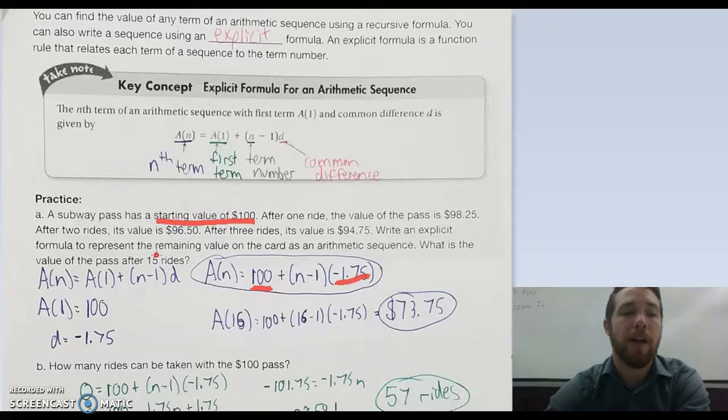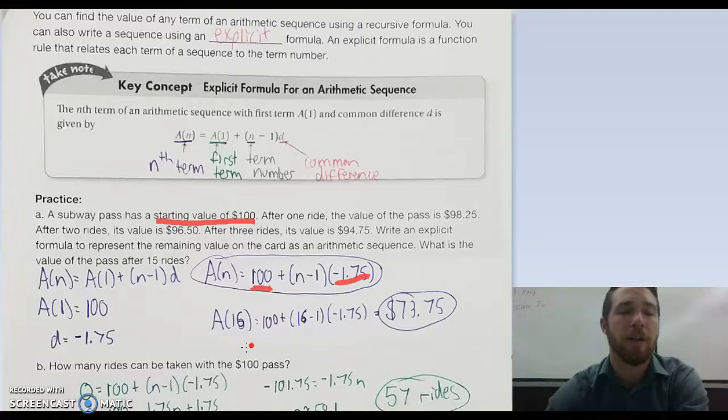So if I want to find out the value of that pass after 15 rides, this is a little tricky based on how we wrote our formula. We actually have to look for the 16th term, because remember, technically the first term was before we even wrote it, so that's after 0 rides. So if I want to find after 15 rides, I need to plug in the 16th term, so 0 rides going up to 16. And if I plug 16 into my function, I should get 73.75.